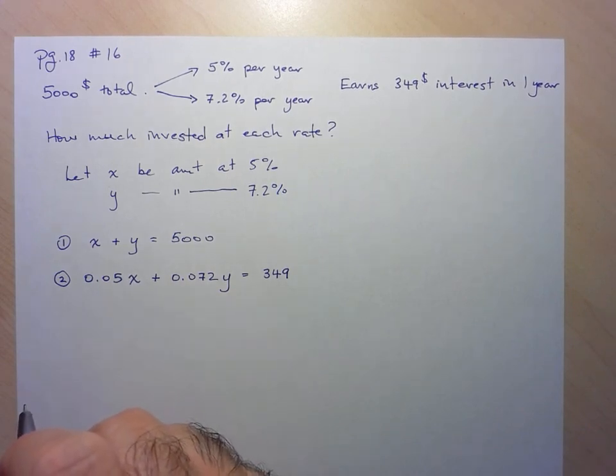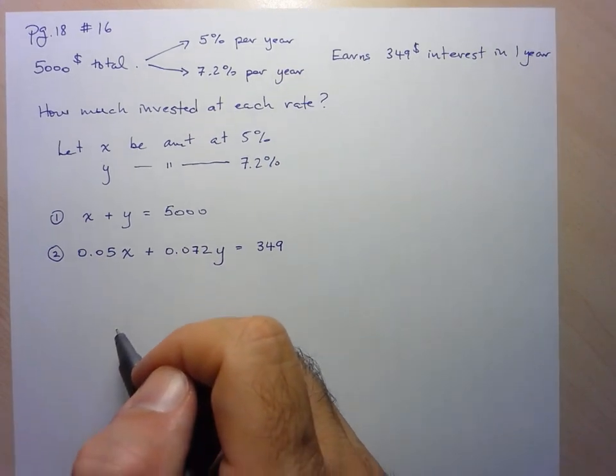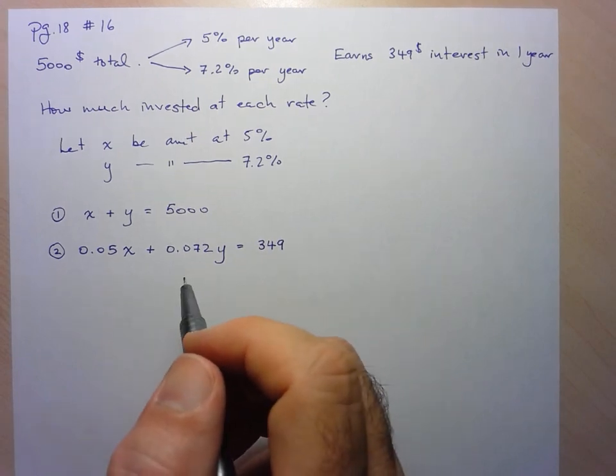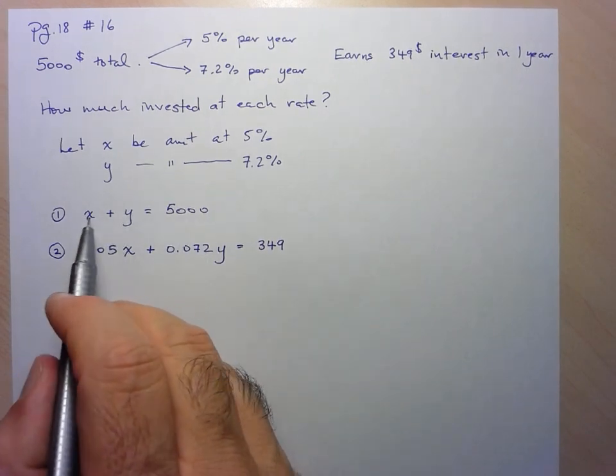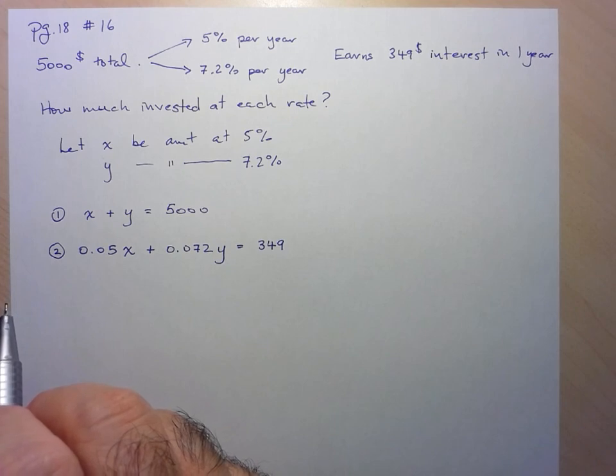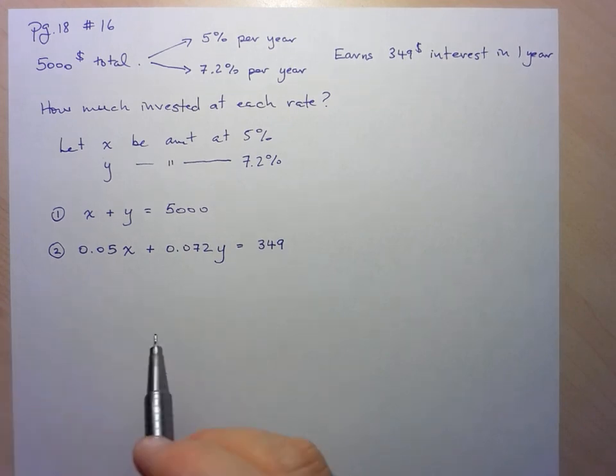Now this is a system of equations for which substitution is a good candidate, because I look at these two variables and they both have coefficients of 1. Okay? So let's go through our process.